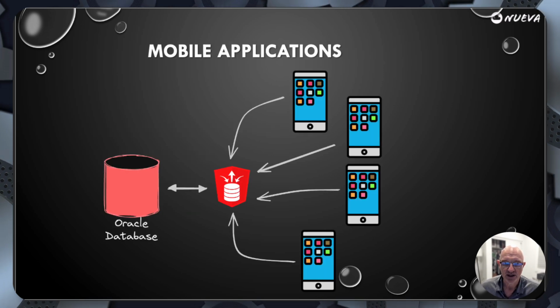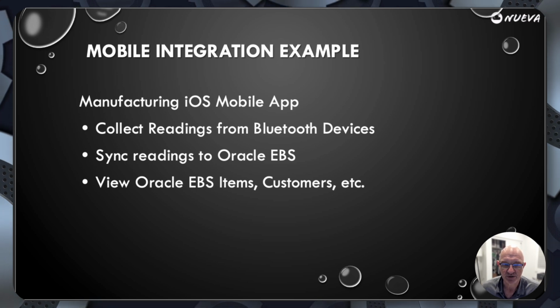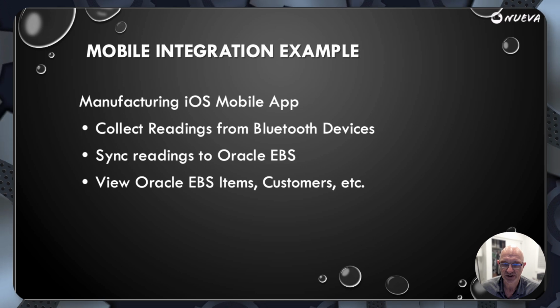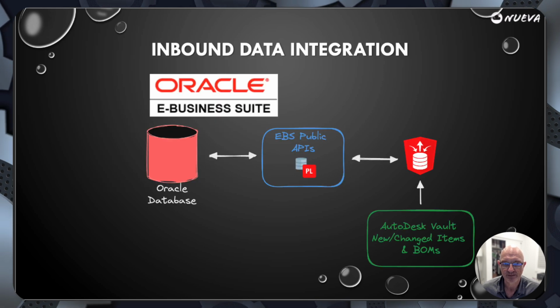The second scenario is mobile applications. In this example, we have a number of mobile apps that are calling ORDS web services to put data into and get data out of our Oracle database. A specific example of this that I was involved in was with a manufacturing company. They had several manufacturing sites and they would capture readings from material which they'd processed and then sync those readings to Oracle eBusiness Suite through an ORDS web service. They also used that ORDS endpoint to grab information from EBS like items and customers. So ORDS is a great way of interacting with mobile apps.